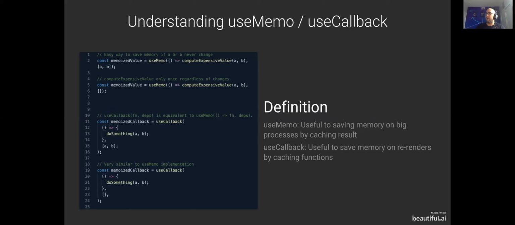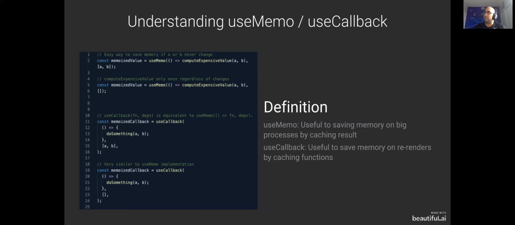This one is a little bit more advanced. useMemo, useCallback. I'm going to stay on this one for a little bit because of the definitions. useMemo is useful for saving memory on big processes by caching the result, but useCallback alternatively is useful to save memory on re-renders by caching functions. So they look quite similar, and based on the previous useEffect hook that we looked at, we can see the similarities being expressed between those two.